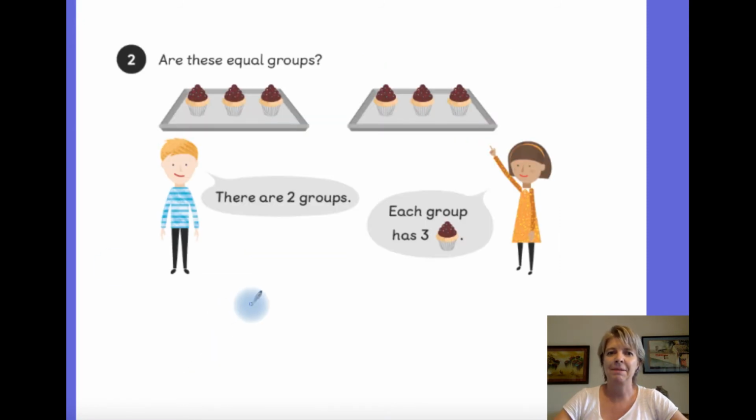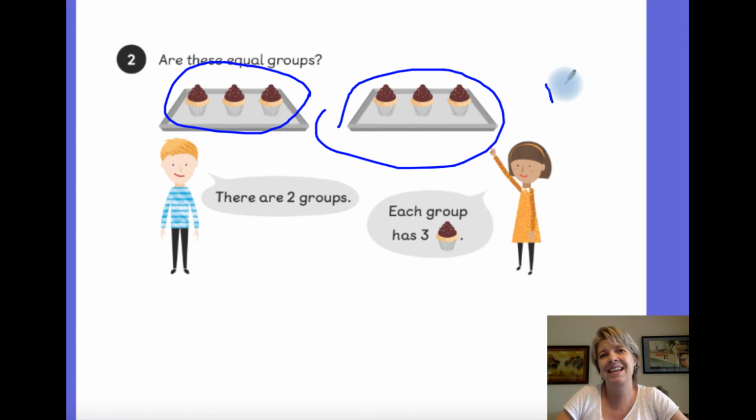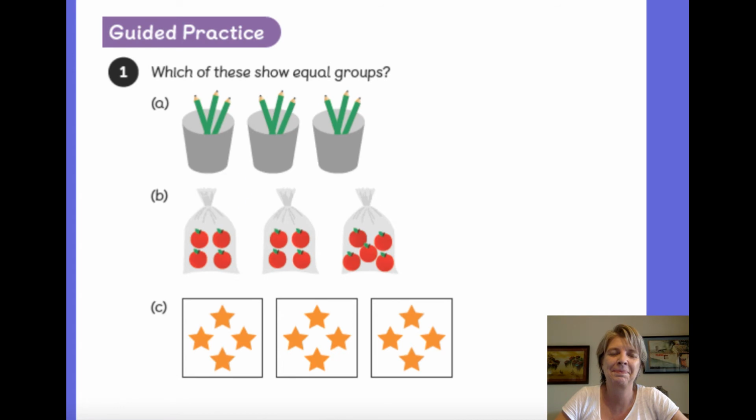How about this one? The boy is saying there are 2 groups. Are they equal? Is there the same number of cupcakes on this tray and this tray? Yeah, they're easy peasy, isn't it? Easy peasy. So, you are going to practice that for me today.